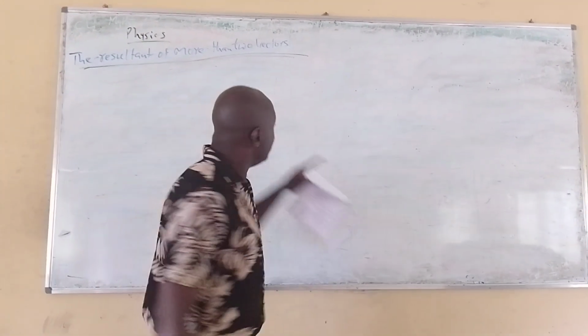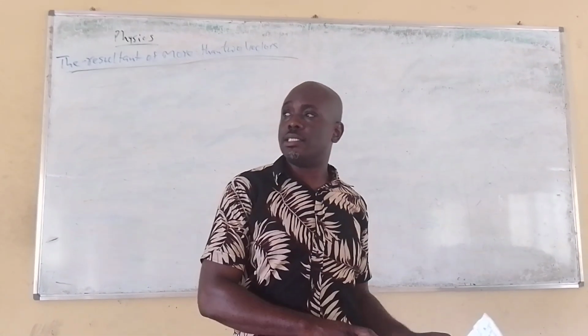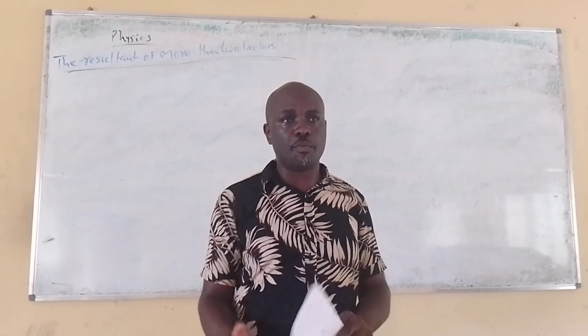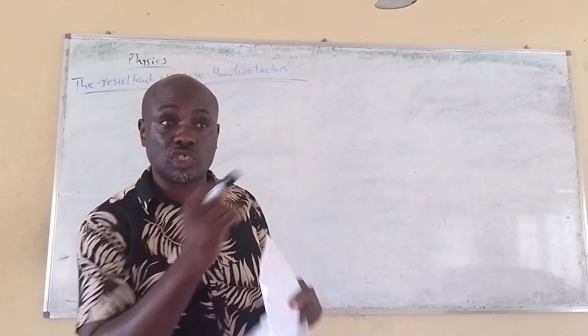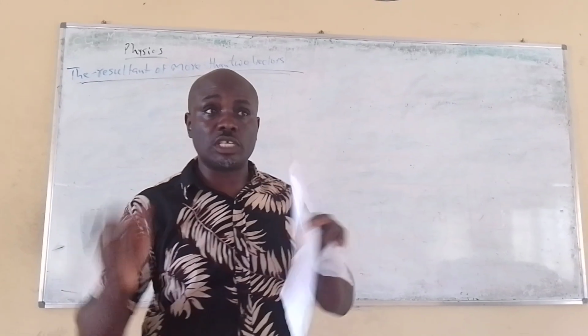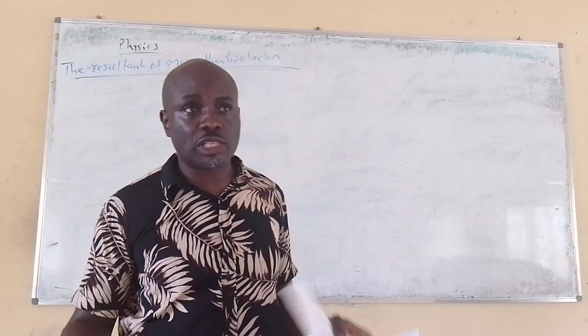Alright, so if you check, you have the resultant of more than two vectors. The other day we were resolving vectors in components, but today we are going to resolve more than two vectors, not just two, but maybe 4 or 5 or 6 vectors.